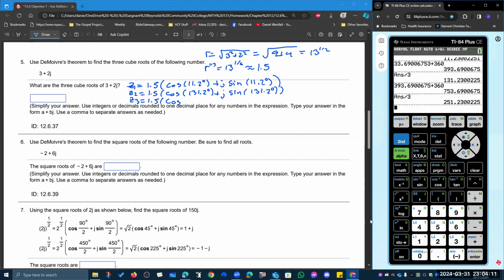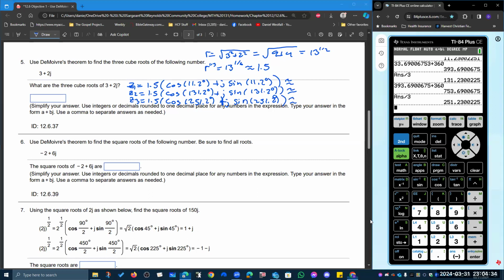And I get 251.2 plus j sine of 251.2 degrees. And then I'm going to have to write my answers in rectangular form.